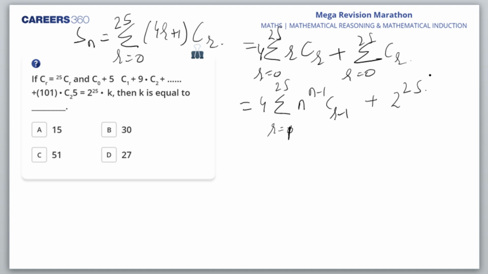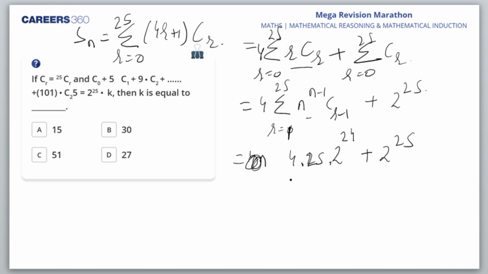Okay. This would go N minus 1, that would start from 24. So this is 4N, 4N would mean 100. I hope everybody is aware of this formula, R C_R is N times N minus 1 C_R minus 1. I wrote it previously. 4 into 25, and this would be 2 raised to power 24. Plus 2 raised to power 25. This is what I'll get.